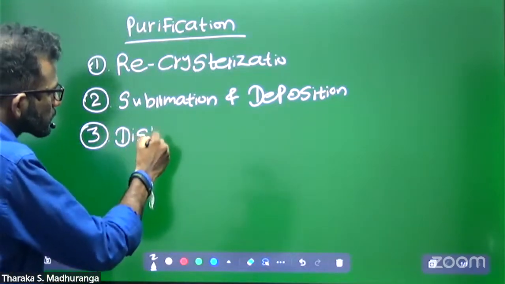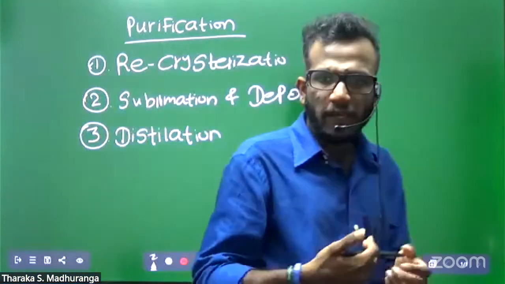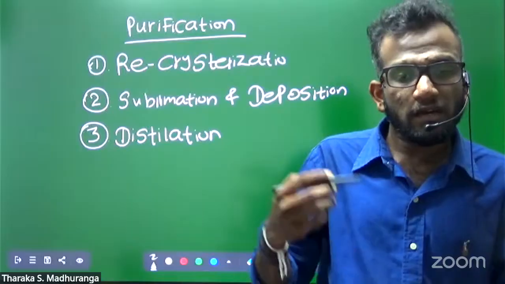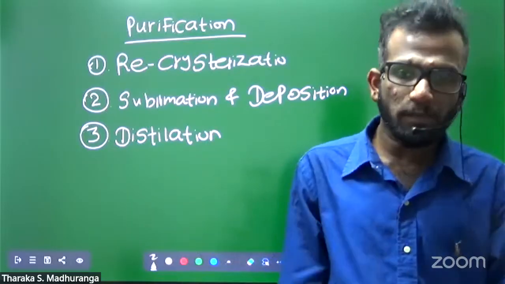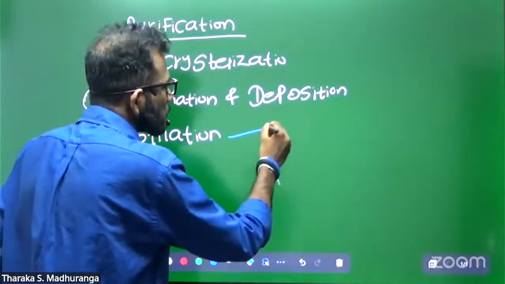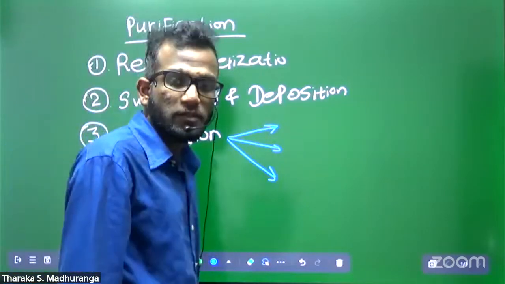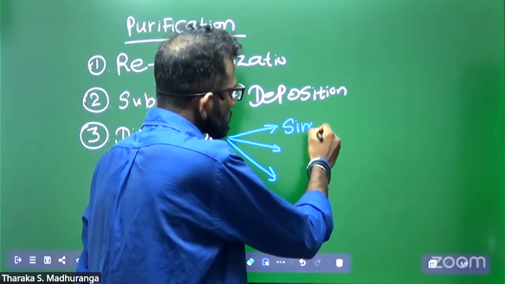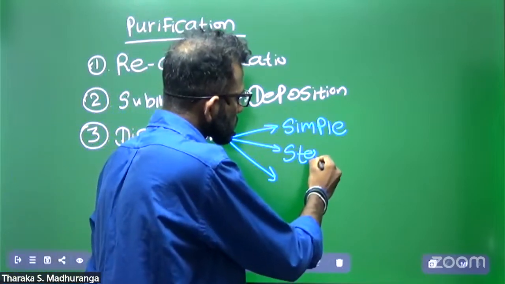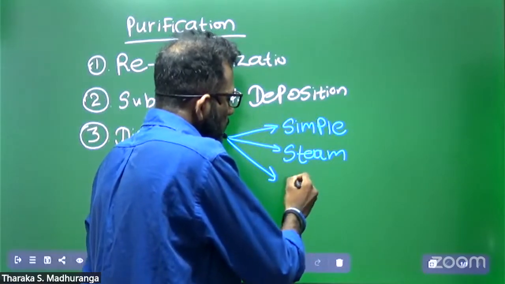The third one is the distillation. I told you the distillation is a purification method as well as an extraction method. Then I told you that in purification we have three main methods. What are the names? The simple distillation. The second one is steam distillation. The third one is fractional distillation.